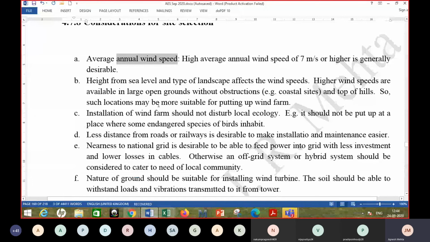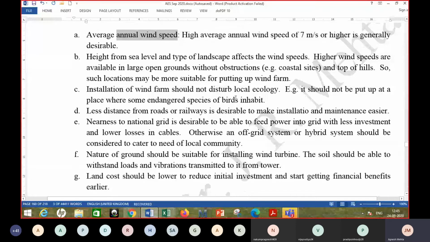Then the height above sea level and landscape also affect it, so coastal regions are good, as well as if you have some plateau over in some hilly area, even that is a good place for putting up a wind farm. Then installation of a wind farm should not disturb the local ecology. Right, this is true for any human activity.